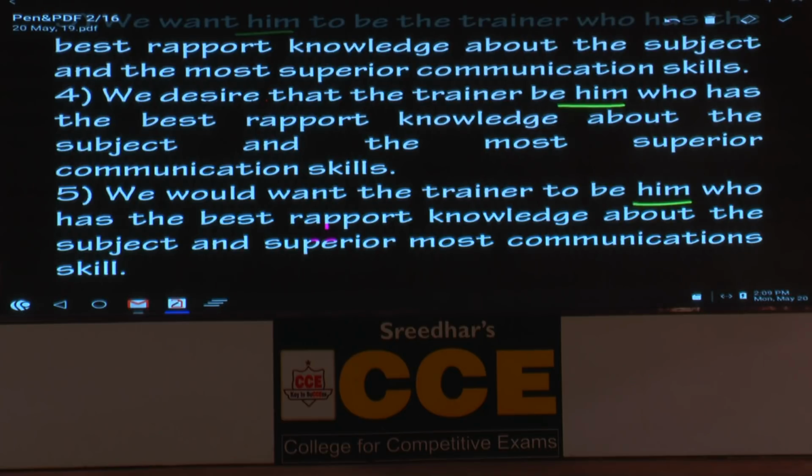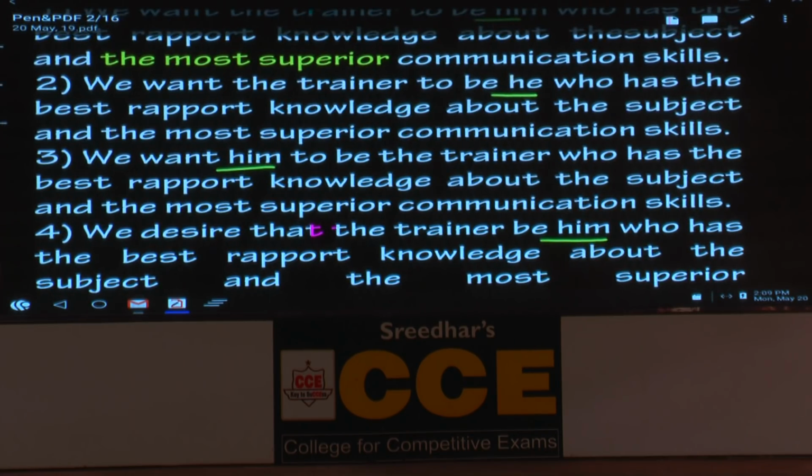One way of looking at the question. The other way of looking at the question, which option is that? He. We want the trainer to be a person. Then, who is that person? He is the person. You use the subject form or the object form? Subject form. So you want the trainer to be he who has the best rapport knowledge, he who has the best knowledge, he who knows everything, he who comes every day, he who teaches every day. Do you see similar patterns? So him is right or he is right? So what is the answer based on that?